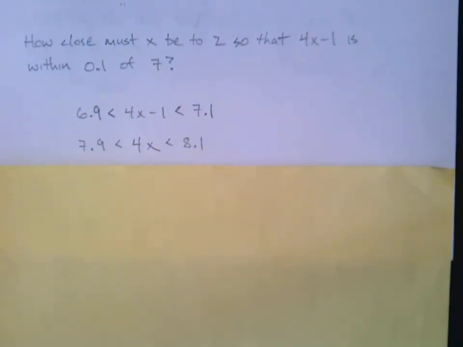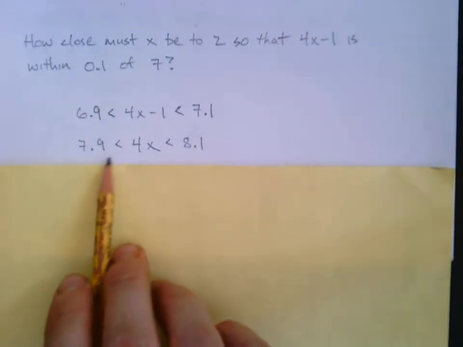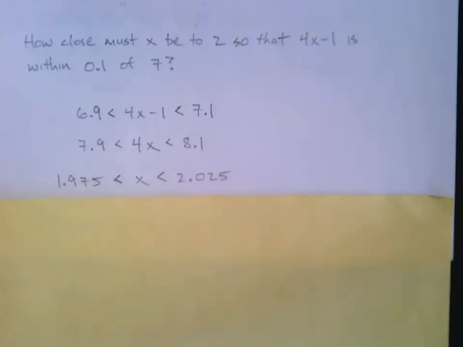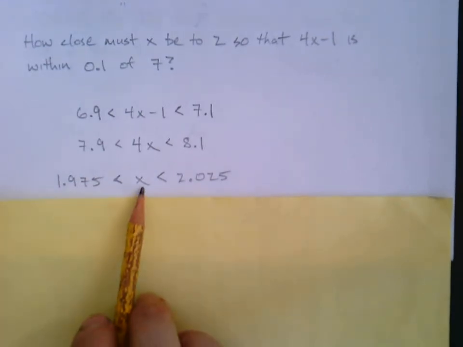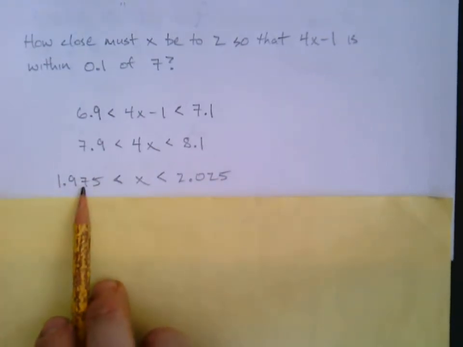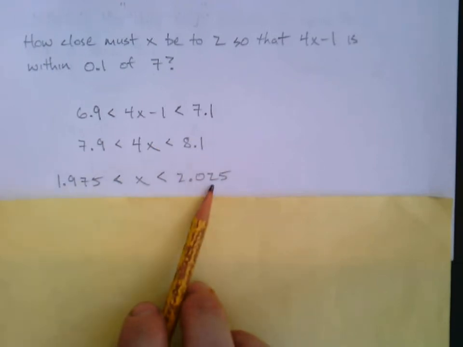Adding 1 to all three, that'd be 7.9 less than 4x, less than 8.1. Then we'll divide them all by 4, and we'll get x there in the middle. When you divide 7.9 by 4, you get 1.975. And when you divide 8.1 by 4, you get 2.025. Now notice what happened. The x value, that's a little bit less than 2. That's a little bit bigger than 2.